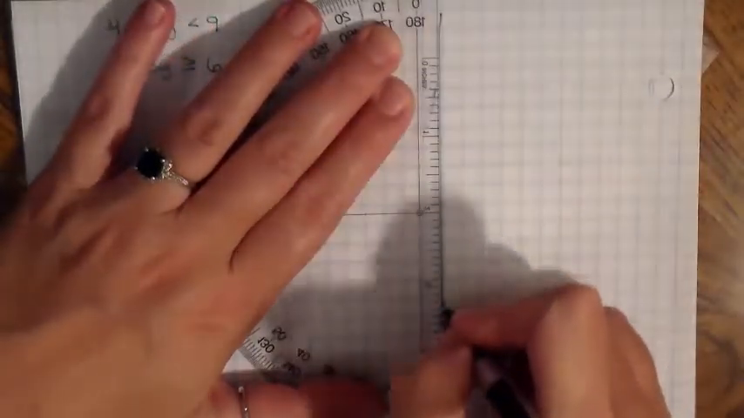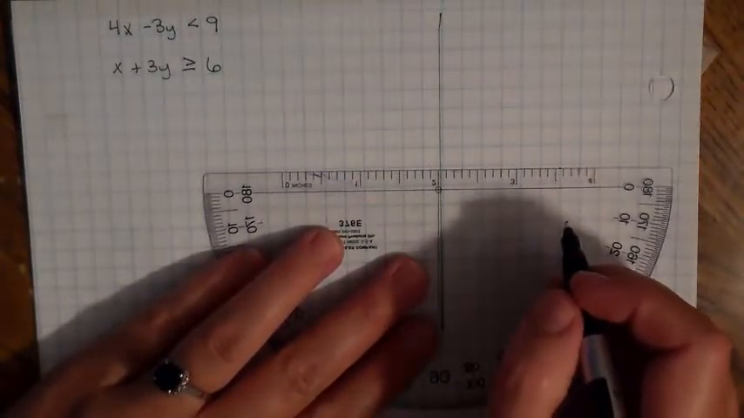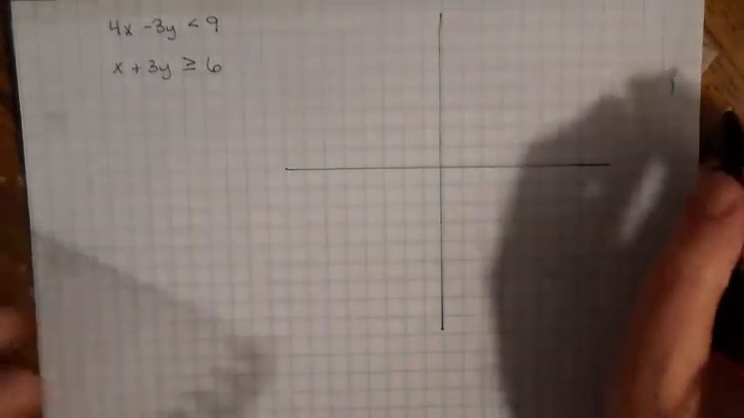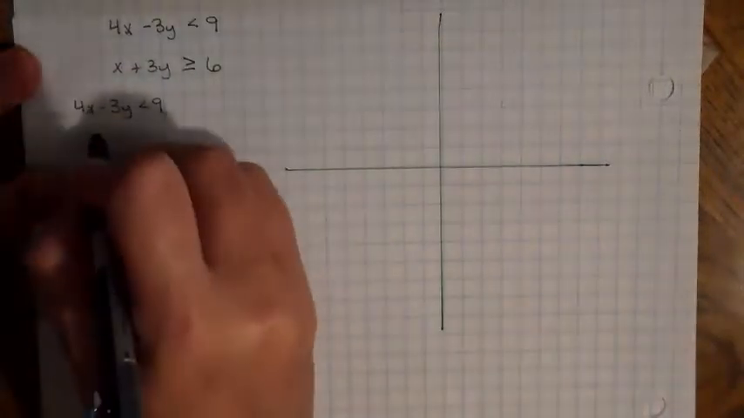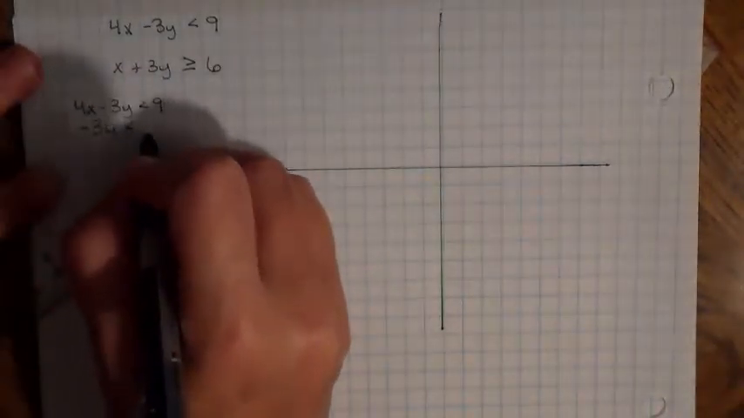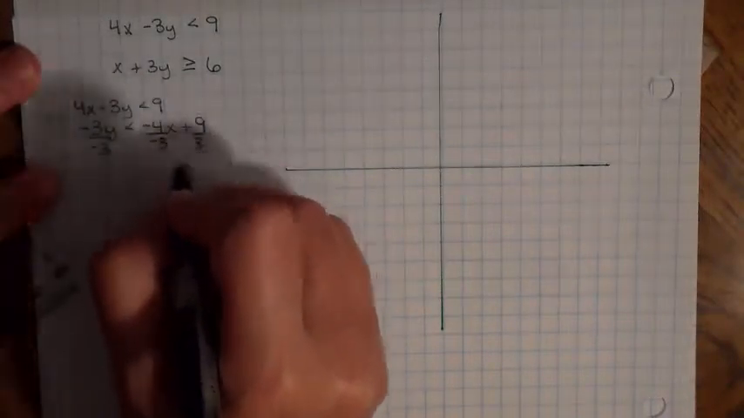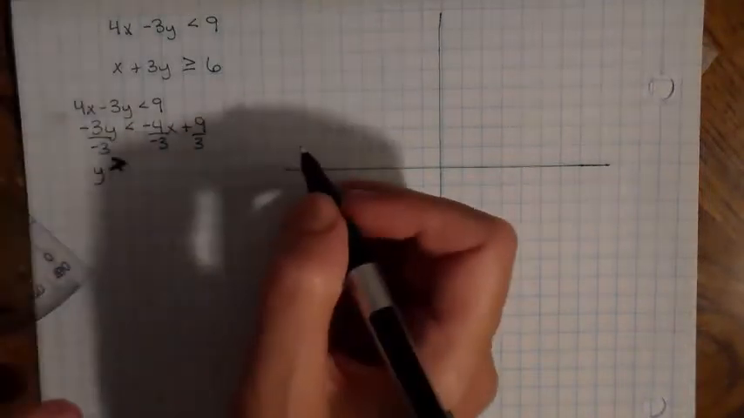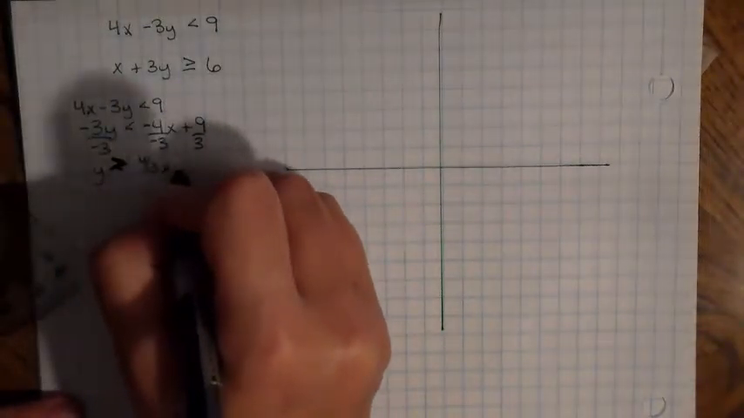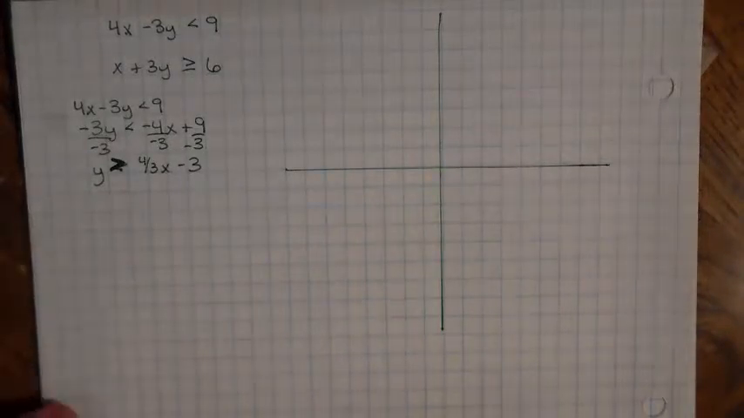These are going to need to be put into the y equals mx plus b format first, but I'm going to go ahead and draw my coordinate plane. Okay, so 4x minus 3y is less than 9. Moving the x over, I get negative 3y is less than negative 4x plus 9. Dividing everything by negative 3, I have to flip that. y is greater than 4/3 x minus 3. Don't forget to flip when you divide by a negative.